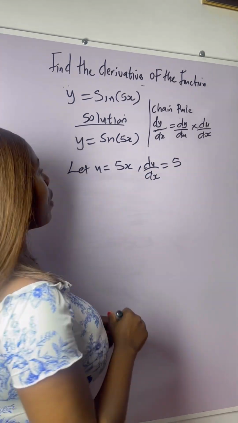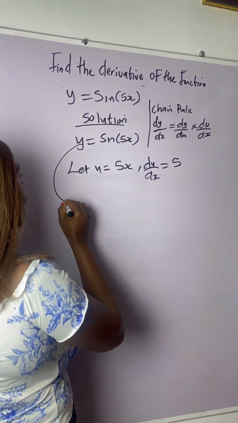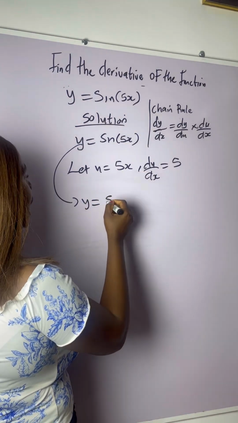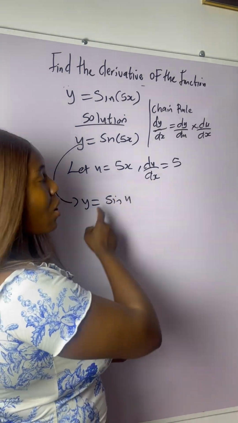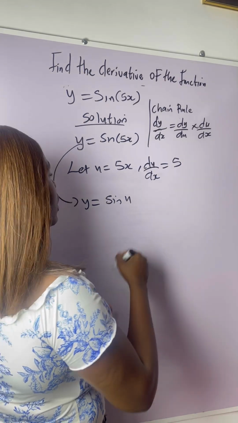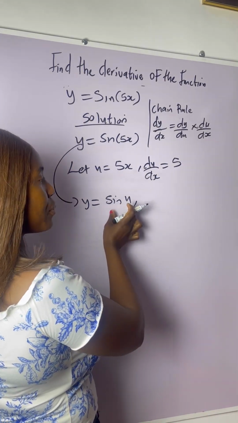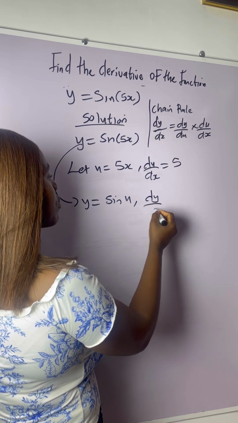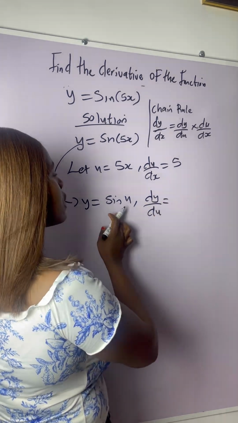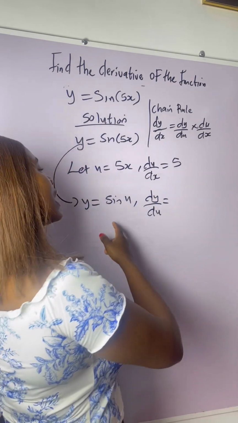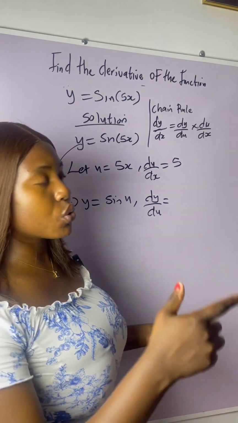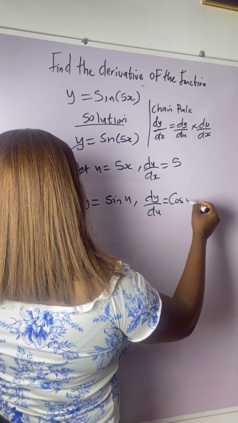Now our y will be sine u, because our u is defined to be 5x. Now we differentiate this y with respect to the variable u, so we have dy with respect to du. Differentiating sine u is like differentiating sine x, which gives cos x. So differentiating sine u gives cos u. So you have this to be cos u.